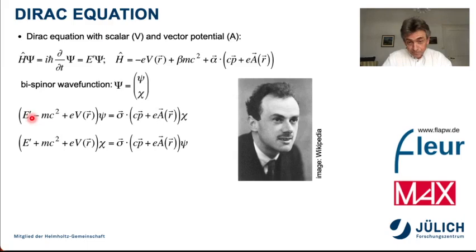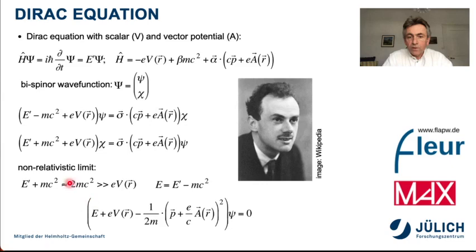And you can write the Dirac equation now as coupled equations for large and small components. And if you perform the non-relativistic limit, then you will recover the normal Schrödinger equation. So if all potential energies here are much smaller than the rest mass, then you get the Schrödinger equation with this minimal extension of the momentum by the vector potential here, which we usually ignore in the calculations.